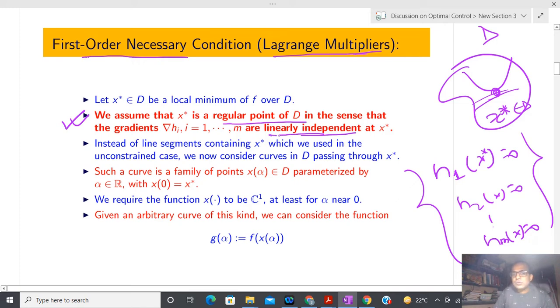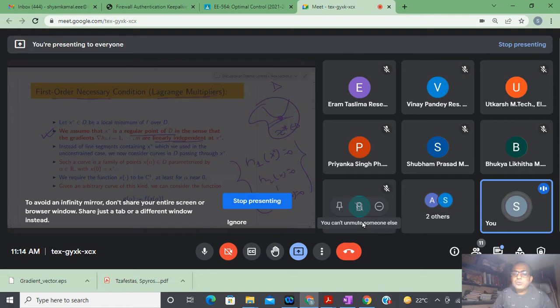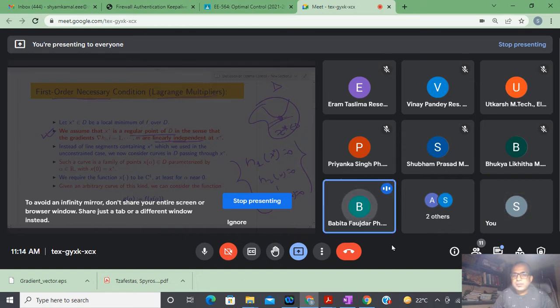Does anyone have confusion about the meaning of linearly independent? Please let me know. What is the meaning of linearly independent? Bhavita, suppose I have 3 vectors or 4 vectors in some space. How to tell that all are linearly independent? Please unmute yourself and answer the question. Yes, sir. The meaning of linearly independent means the function is independent of each other.